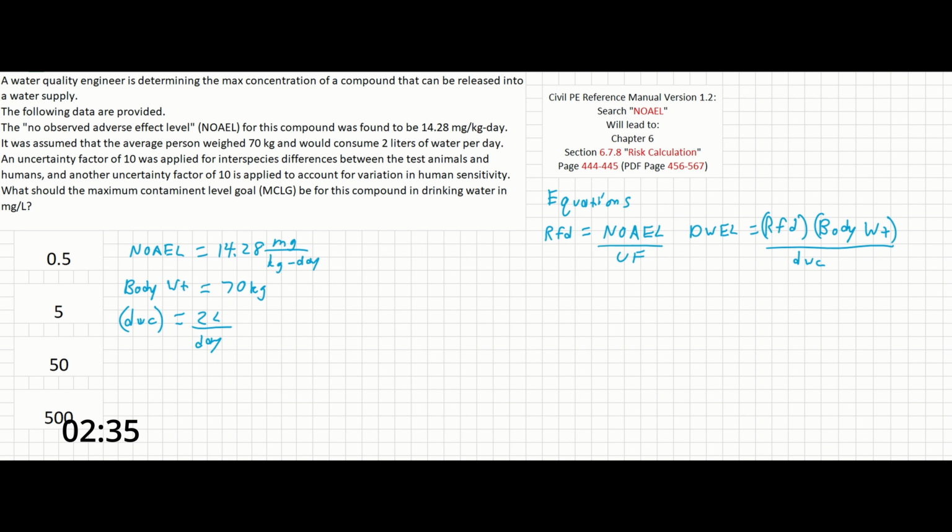There are two uncertainty factors given. We can write out UF1 equals 10 and UF2 equals 10. And finally, we're being asked to find the maximum contaminant level goal, or MCLG.